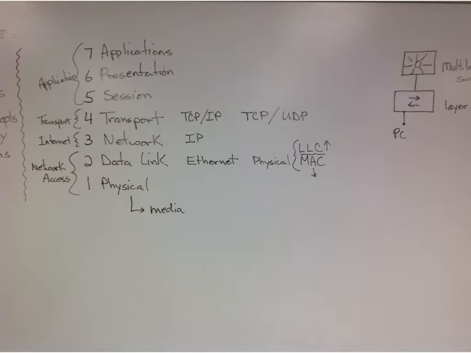We have the layers. Come down through. TCP/IP model. This is the OSI model. Layer link control, media access. We've talked about this quite a bit already. Let me highlight it again.